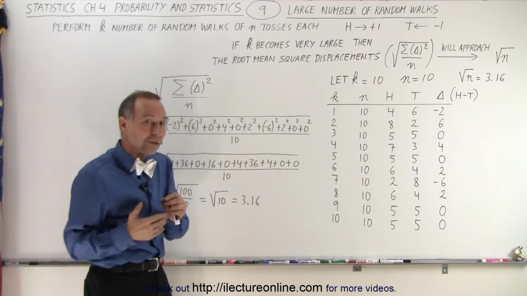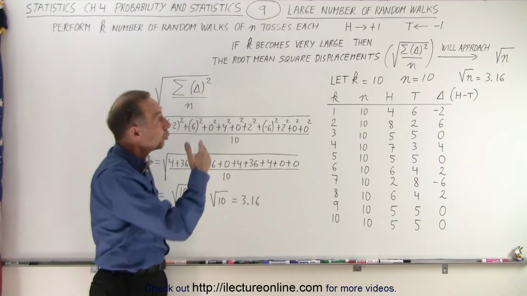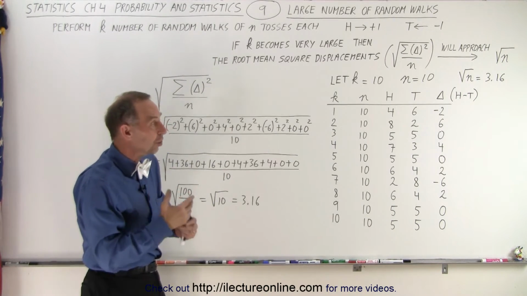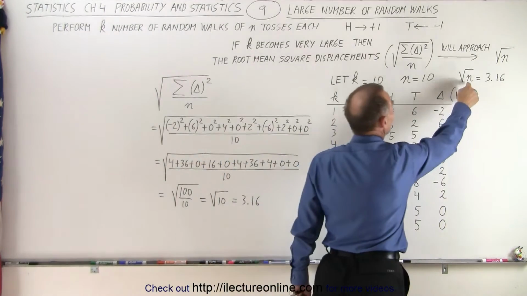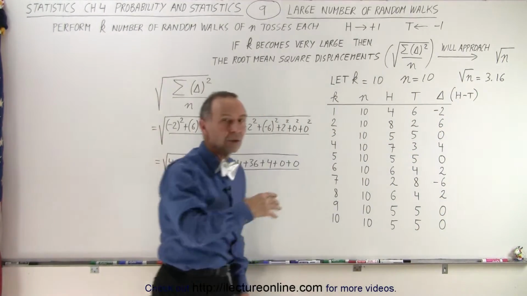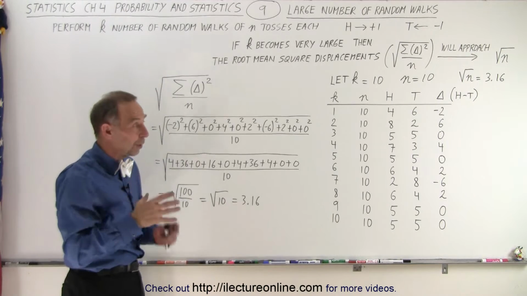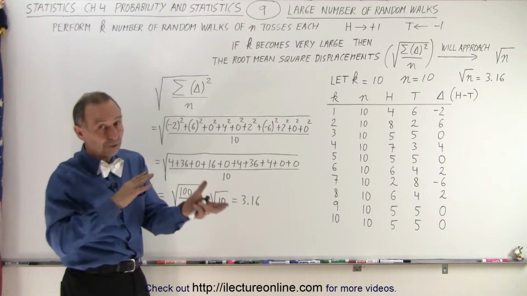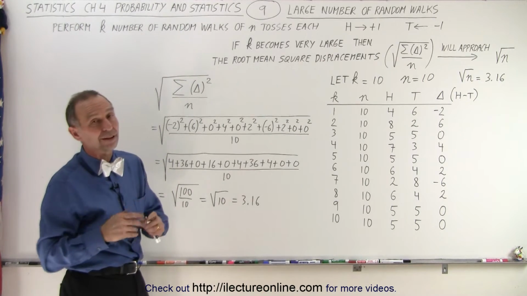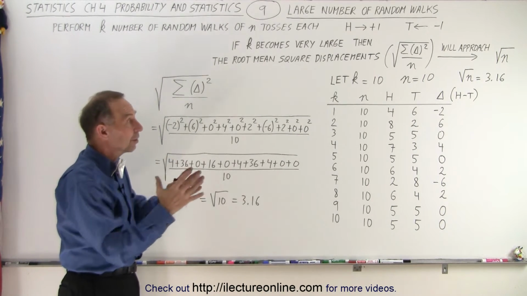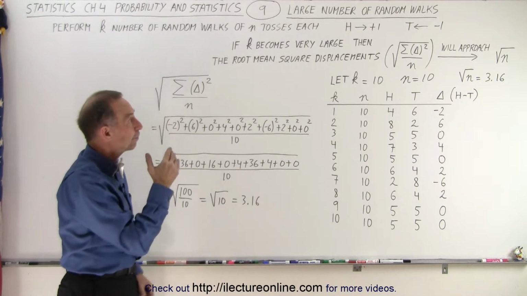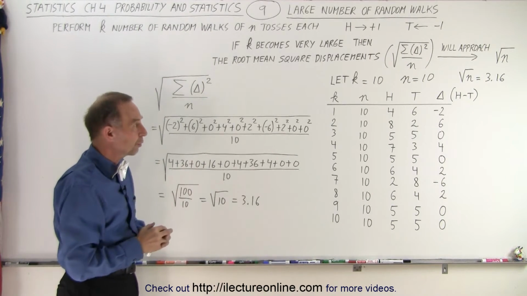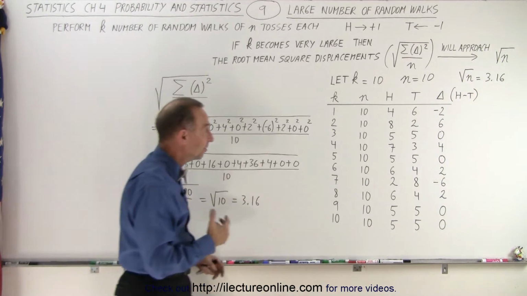So in other words, even though n itself may be a relatively small number, if we do it over and over again, 10 tosses each, then if we do the root mean square of all of those random walks, we will still get a result that is very close to the square root of n for a single random walk. Now, if we do a single one, you could have a large difference between 3.16 and the difference between heads and tails. However, if we do it many, many times, the root mean square calculation will approach the square root of n. So here numerically, let's take a look.